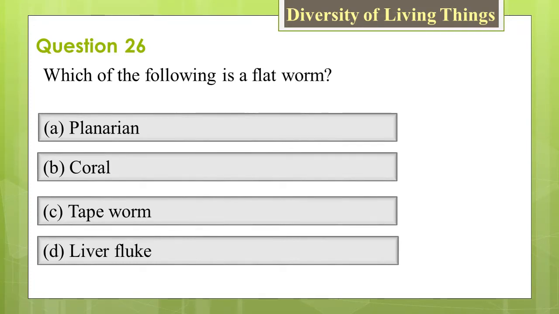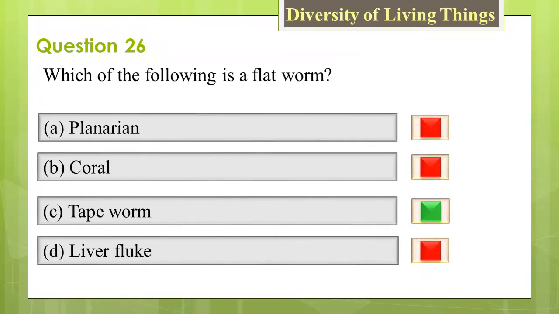Question 26. Which of the following is a flatworm? A. Planaria. B. Coral. C. Tapeworm. D. Liverfluke. Which of the following alternatives is the best alternative? The best alternative is C. Tapeworm.